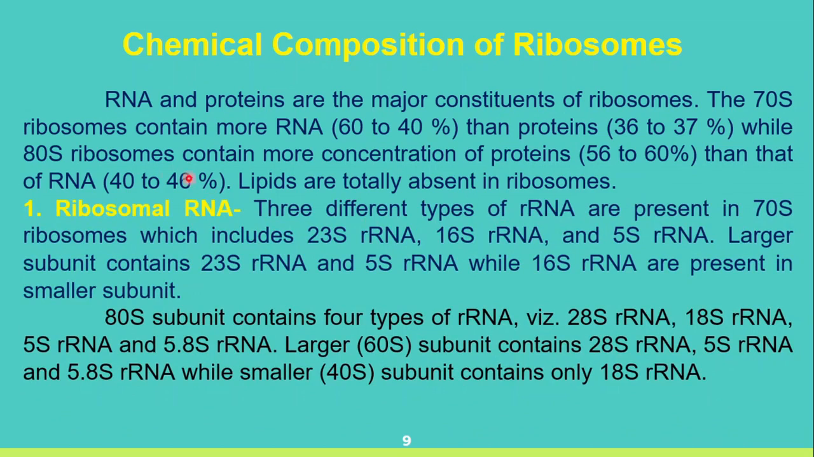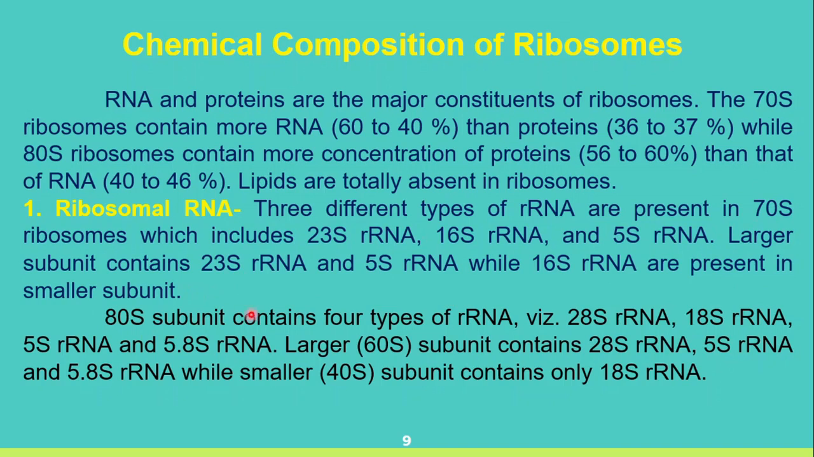Now we will see one by one the chemicals which are present in the ribosome. The first and most important chemical present in ribosome is ribosomal RNA. Three different types of rRNA are present in 70S ribosomes, which include 23S rRNA, 16S rRNA and 5S rRNA. The larger subunit contains 23S rRNA and 5S rRNA, while 16S rRNA is present in the smaller subunit of 70S ribosomes.